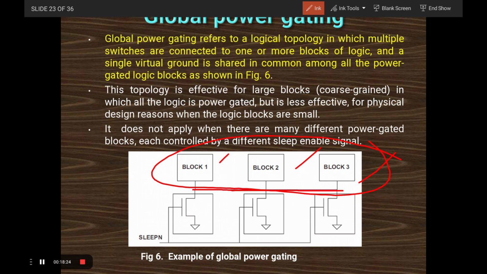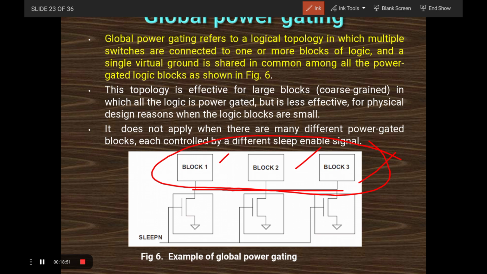Here also it is the same thing. Global power gating refers to a logical topology in which multiple switches are connected to one or more blocks of logic, and a single virtual ground is shared in common among all of them. This topology is effective for large blocks. That means it is very useful for large blocks only. It is not used for a single block. If you use it for a single block, obviously the area penalty also increases.